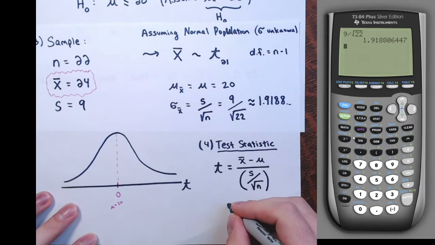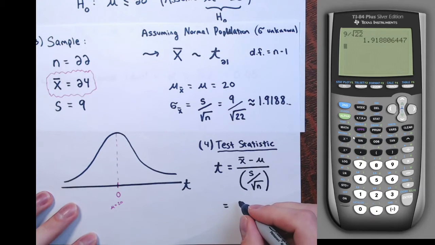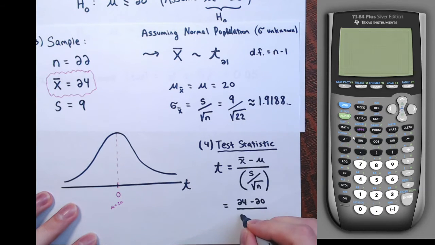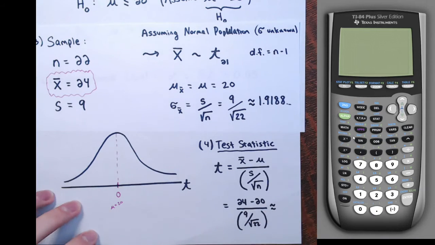Alright, so that here would be, I'd take 24 minus 20, divided by this 9 divided by the square root of 22 in the denominator here. And let me round that to like 2 decimal places.